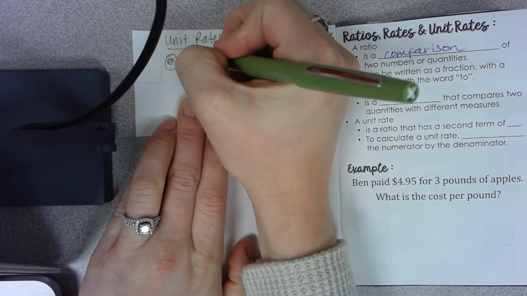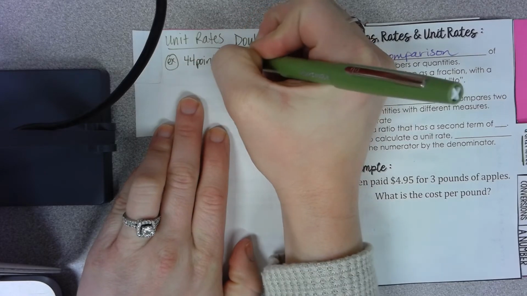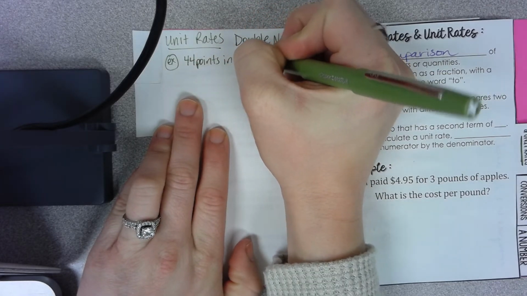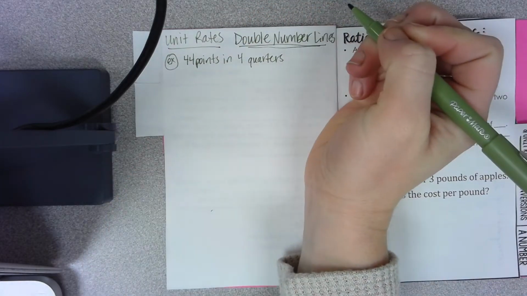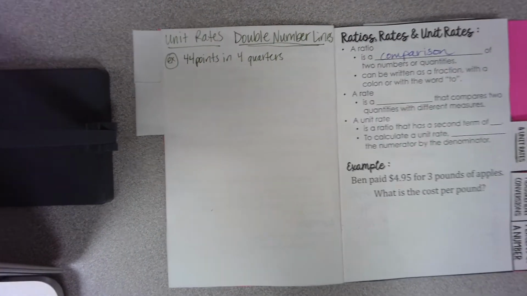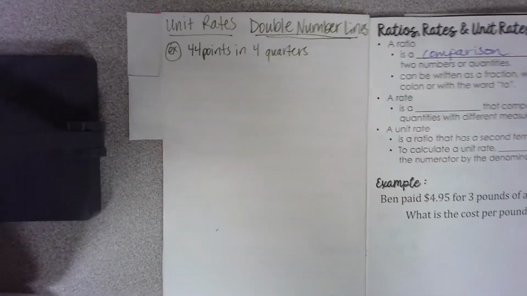This problem here, I'm going to have you write example, and we're going to solve 44 points in 4 quarters. I'm just giving you a problem to show you how to set up a double number line just so you have that background. Okay, let me zoom in a little.